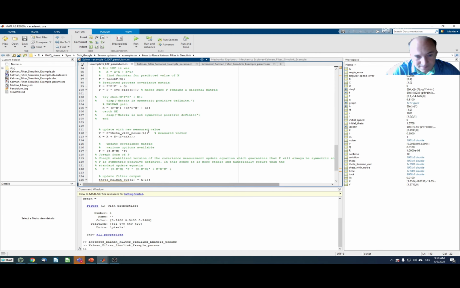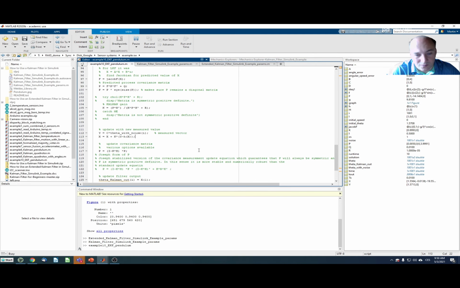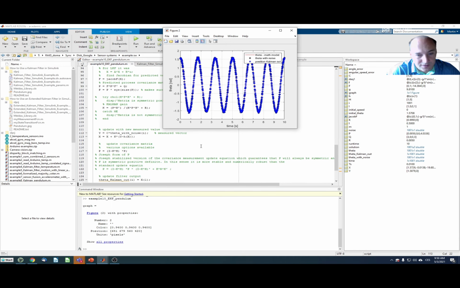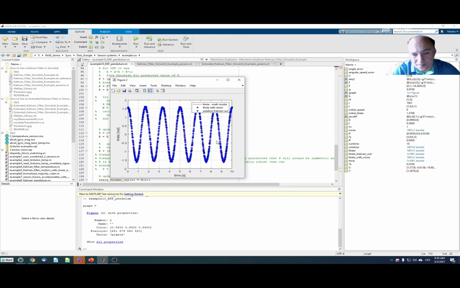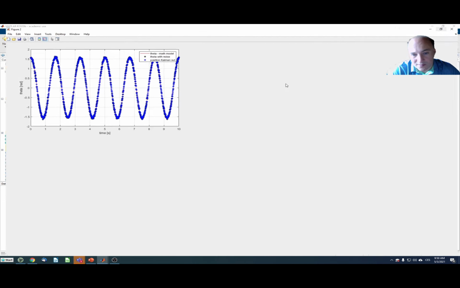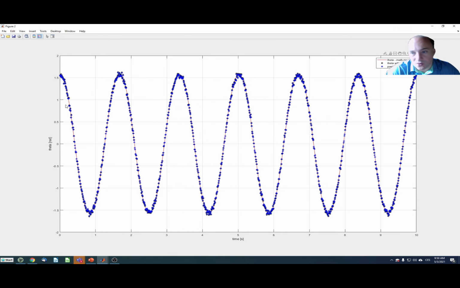However, if I run this, we can see what the effect of the settings will be. So here we have the result. In red here we have the actual value from the differential equation. So it's a nice sine wave.